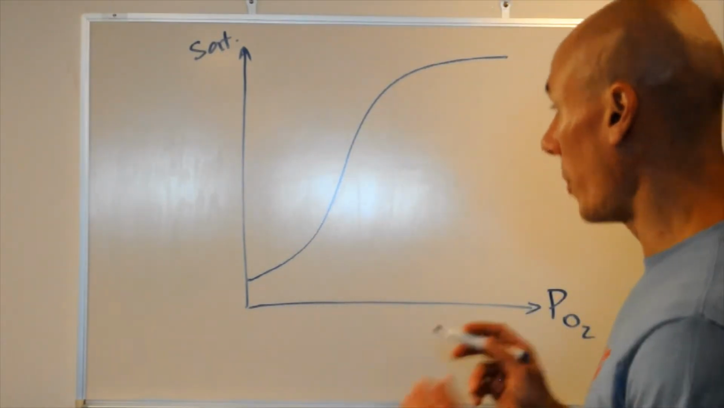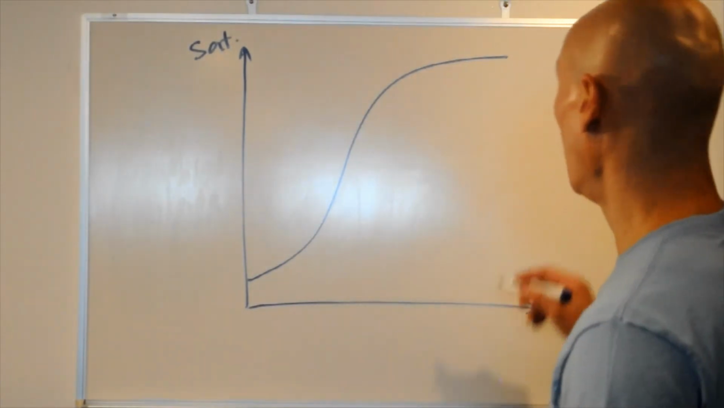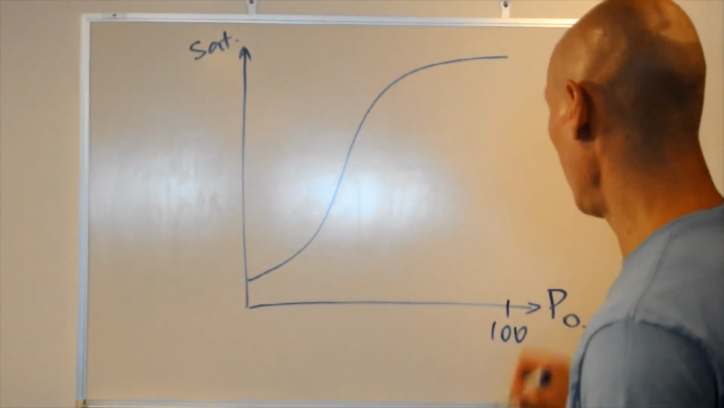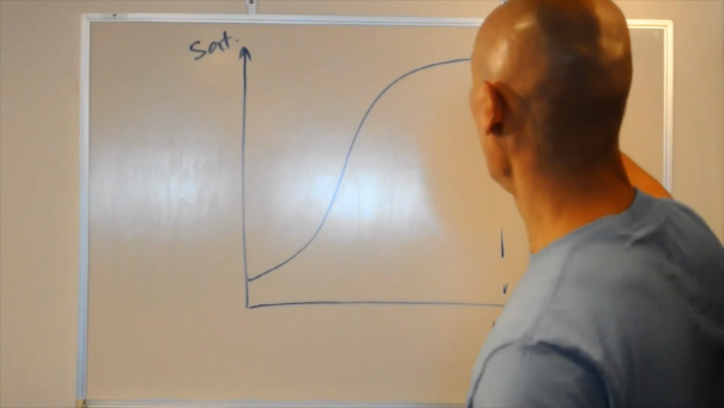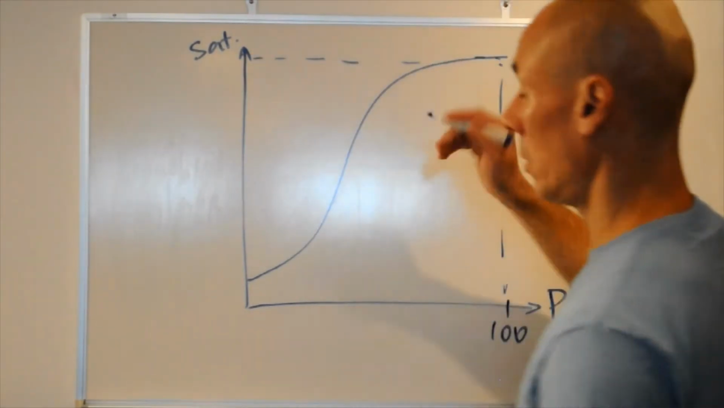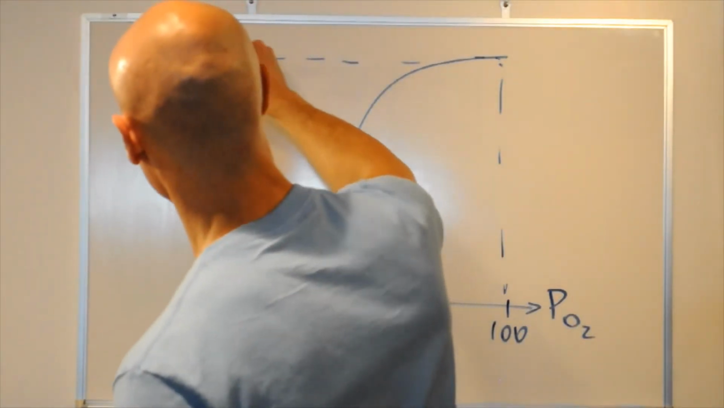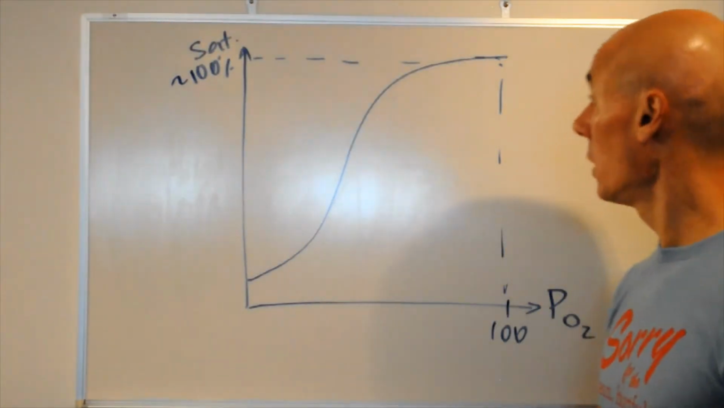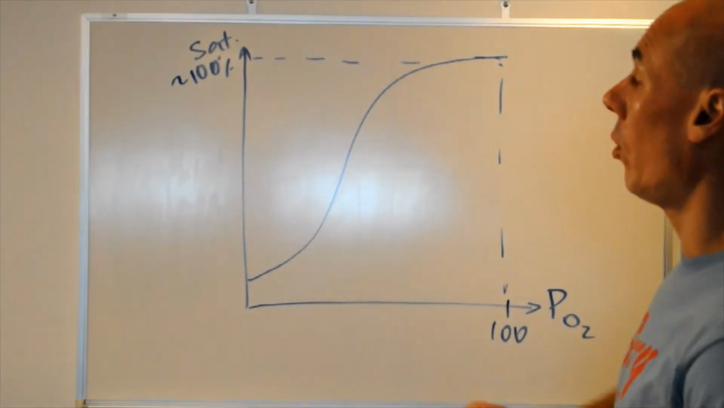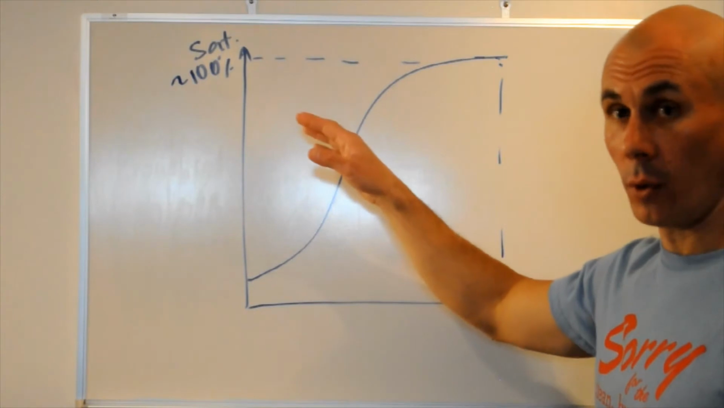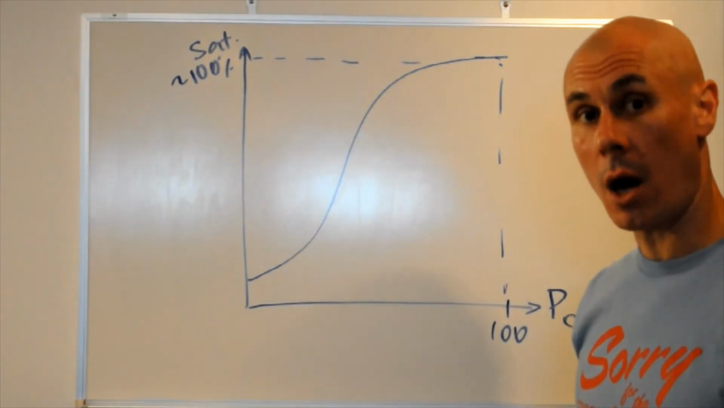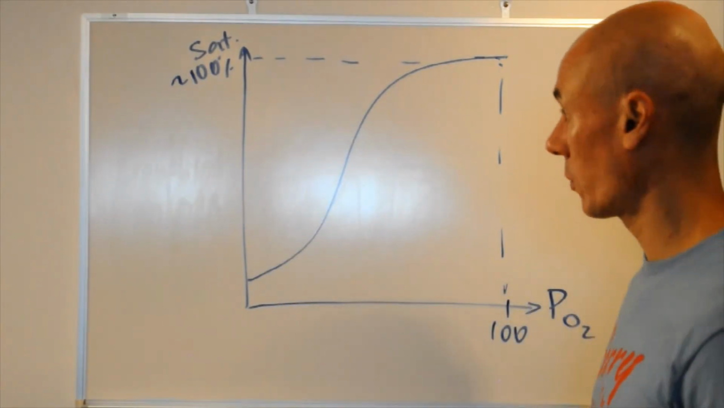So remember that that's 100 millimeters of mercury, and the hemoglobin saturation at this point is approximately 100%. Okay, that's important. So basically, all hemoglobin molecules carry 4 oxygens on them.